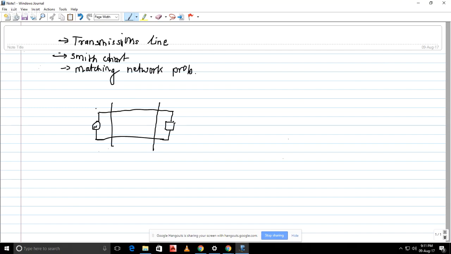So we are not much concerned about what happens at the source side, but we are more concerned about what happens at the load side. So suppose I say that the load side is already matched, and I am concerned about how the transmission line will get connected, or how should I connect a transmission line to the load side. Okay, before going into those details, we need to understand what a transmission line is, or how a transmission line actually looks like. So the basic concept of transmission line can be understood using a basic funda.